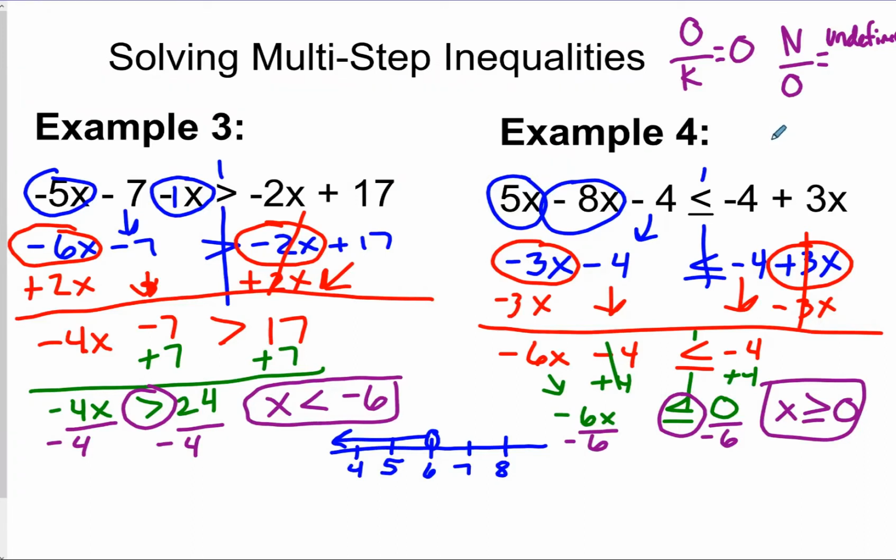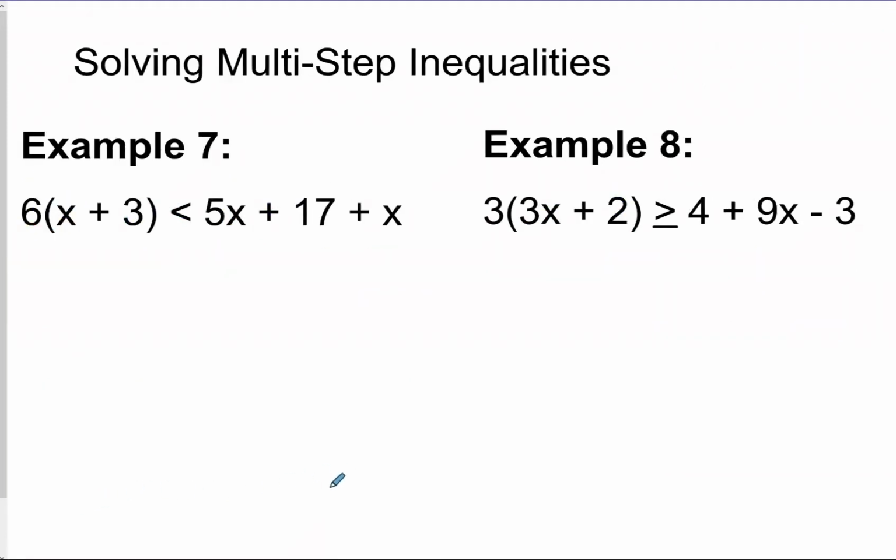Next, we're going to check our graph. So we're going to have a closed dot because it's equal to, and our arrow is going to the right as we are greater than, increasing. And notice again how our symbol matches our arrowhead. Go ahead and try your best at example 7.